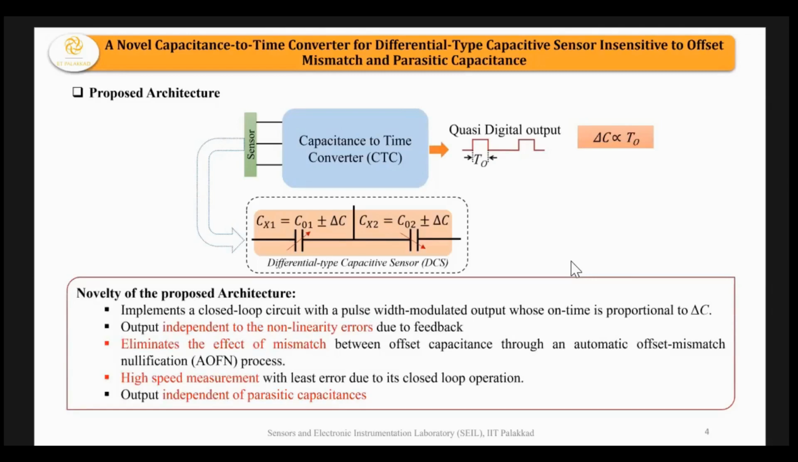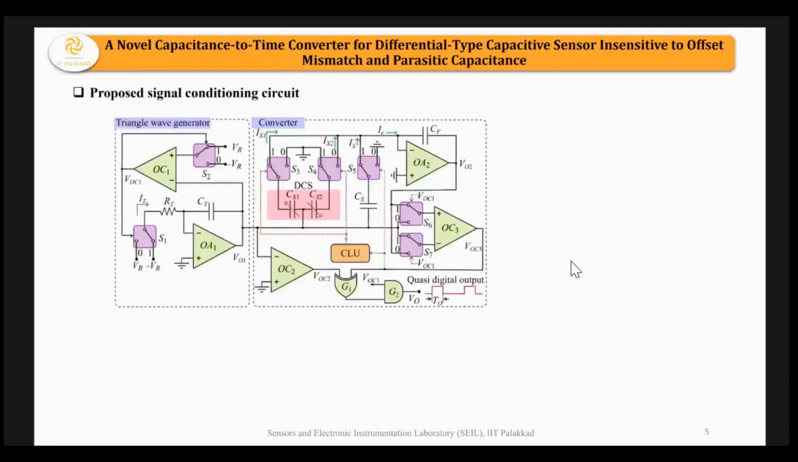It implements a closed loop circuit, and as such, it is independent of non-linearity errors, and it eliminates the effect of mismatch between the offset capacitances through an automatic offset-mismatch nullification process. It is a high-speed measurement circuit, and the output is totally independent of the parasitic capacitance. This is the proposed signal conditioning circuit.